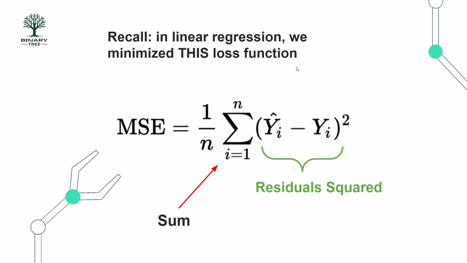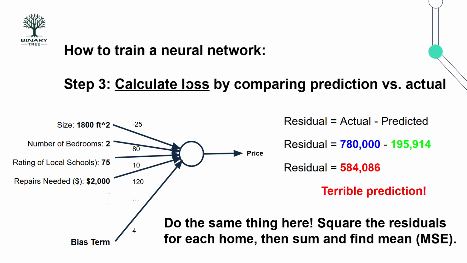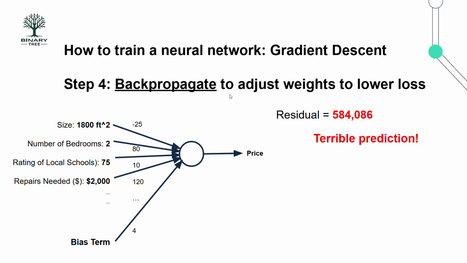Now, when we think about that, in linear regression, remember, we tried to minimize the loss function. We wanted to make sure that the MSE, mean squared error, was as low as possible. Same thing with a neural network. We calculate the loss by comparing the prediction versus the actual. We check the loss, we get the residuals, and find the mean squared error, which is really, really bad.